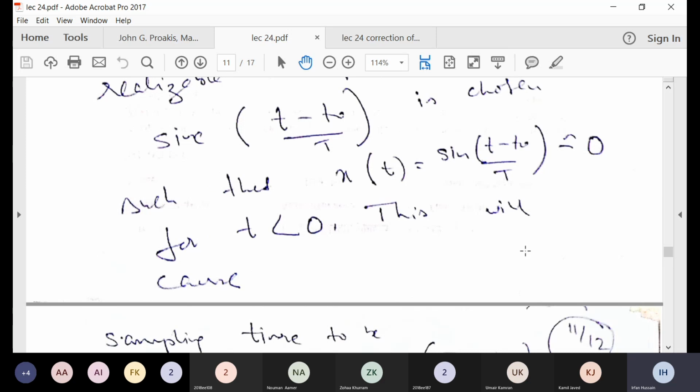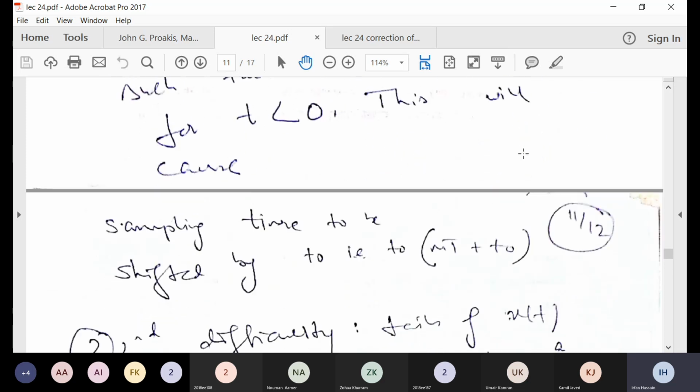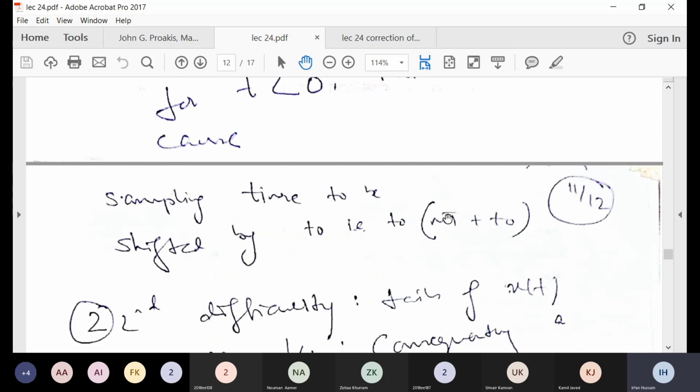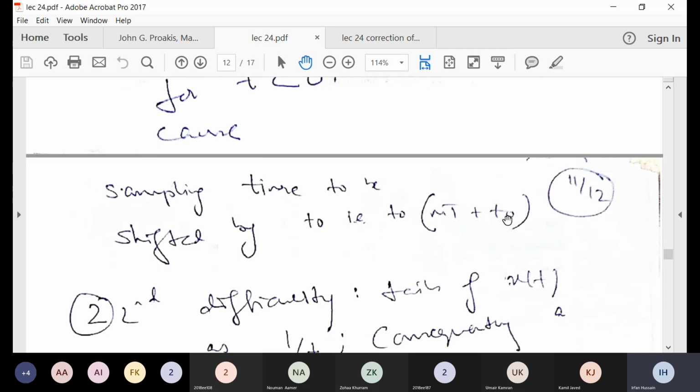So now as we are delaying, this means definitely the sampling time will also be shifted by t naught. Previously, if you were sampling at mT, now you are sampling at mT plus t naught.